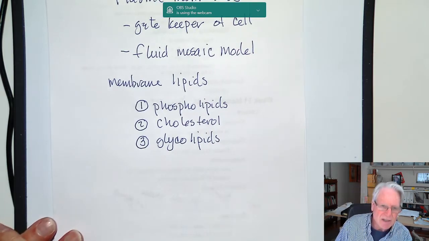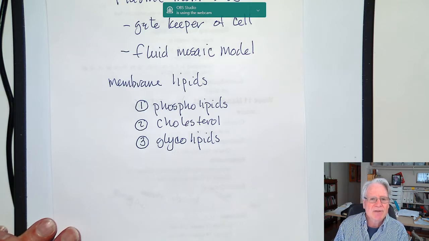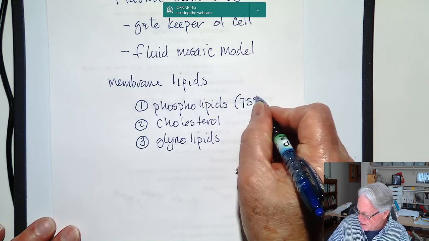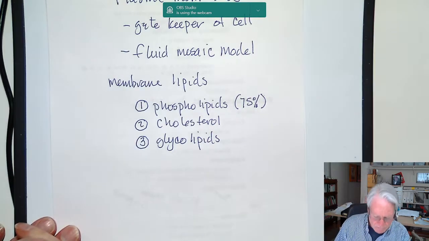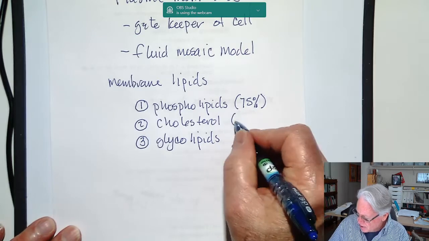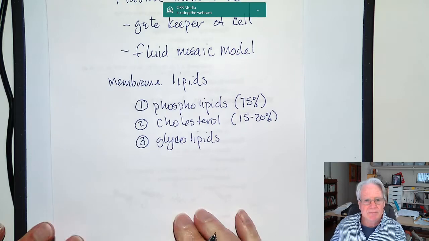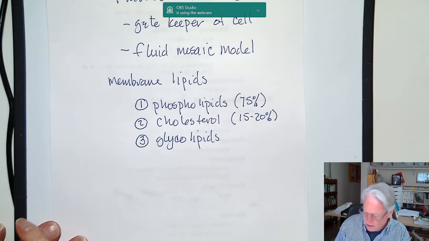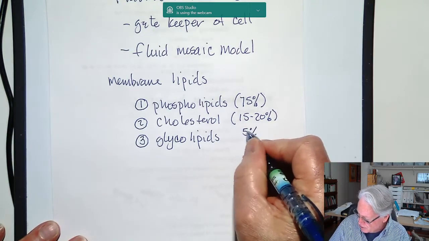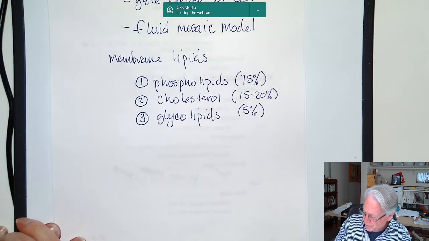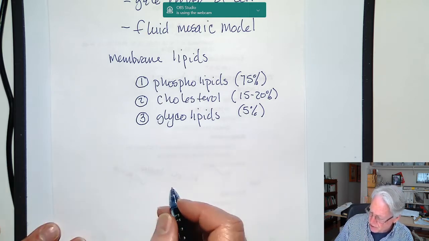So those are the three major types. And just to give you an idea of their relative abundance, phospholipids represent around 75% of all the lipids that make up a membrane. The cholesterol is around 15 to 20%, probably closer to 20%. And the glycolipids represent around 5%, so a smaller percentage. Okay. So those are the major lipids. Let's talk about each one and talk a little bit about how they behave. Okay, so first the phospholipids.